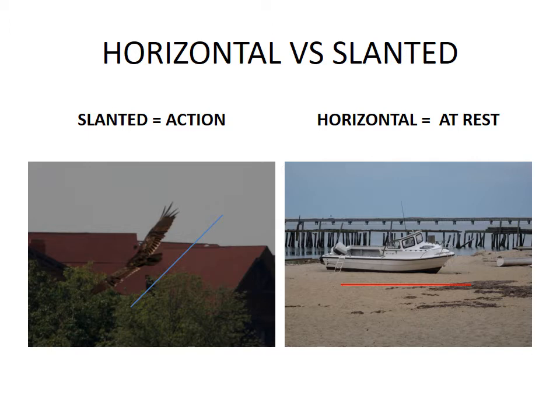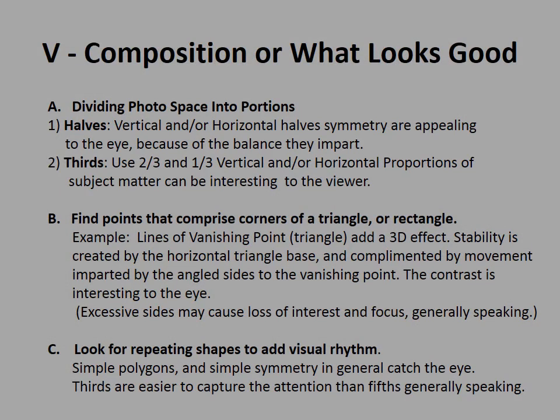Composition, or what looks good. When looking at a picture, we can divide it up with vertical and horizontal lines into grids. In the first place, dividing photo space into portions. Generally speaking, anything over thirds or fourths at the most would be confusing to the simplicity the mind seeks in looking at a picture.